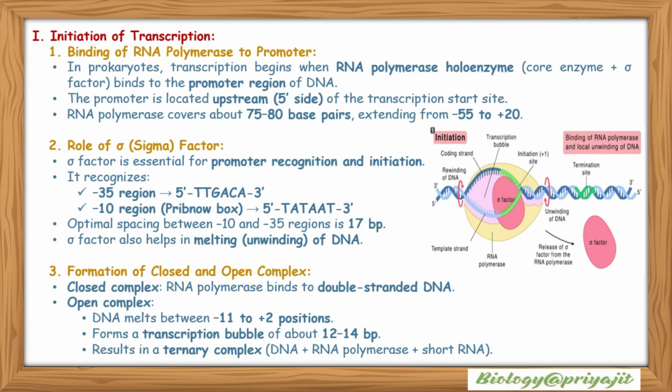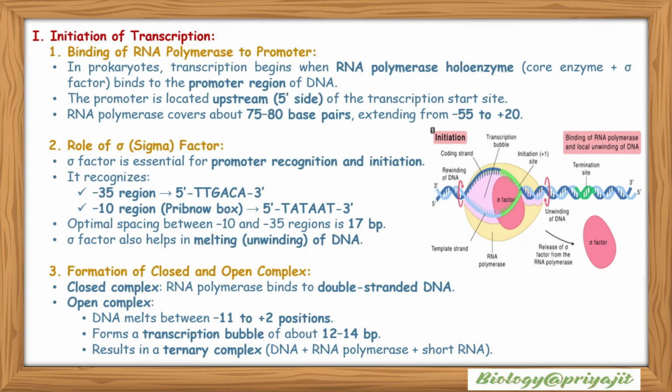Initiation of transcription, so binding of RNA polymerase to promoter. We have already studied the RNA polymerase enzyme in our previous class. In prokaryotes, transcription begins when RNA polymerase holoenzyme, that is core enzyme plus sigma factor, binds to the promoter region of DNA, and the promoter is located upstream or 5' of the transcription start site. RNA polymerase then covers about 75 to 80 base pairs, extending from -55 to +20.